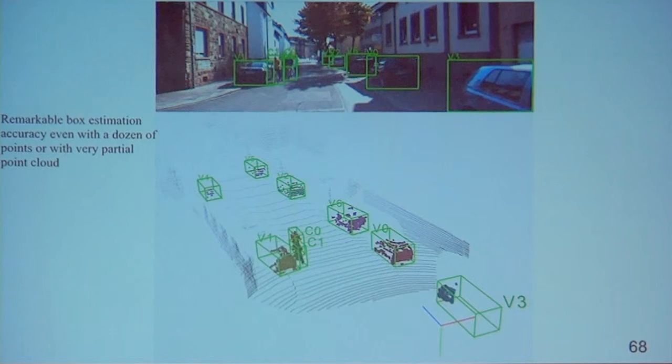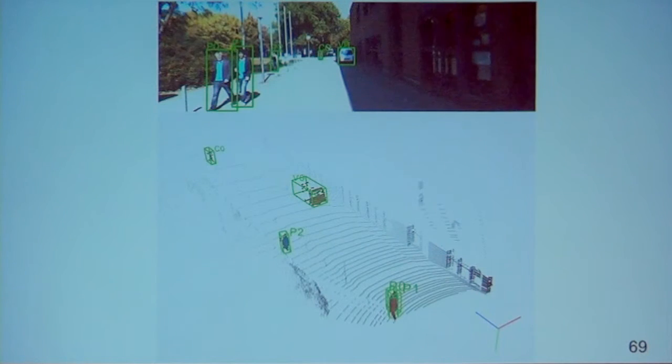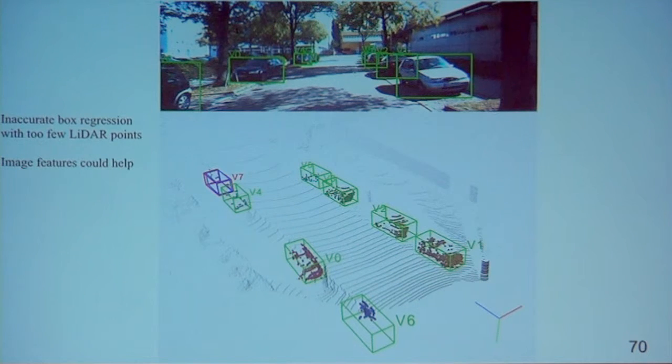Here are some of the detection results, to give you a sense of how difficult the problem is. As you can see, if you're closer to the vehicle, you see a lot of points. If you look further away, there are much fewer points. Even with fewer points, it works pretty well. But there are cases where you don't get very good box regression. If you look at the blue and red boxes, the red is the regressed box and the blue is the ground truth.